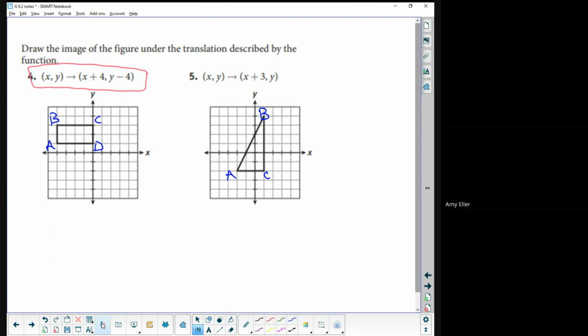You can just go ahead and add 4 in the x. The x direction goes this way. Adding means you're going that way. So I'm going to take point A and I'm going to move it over 4. 1, 2, 3, 4. Down 4 in the y. 1, 2, 3, 4. And I'll call it A prime. Go ahead and move point A.